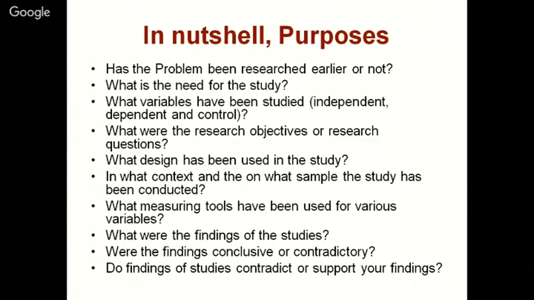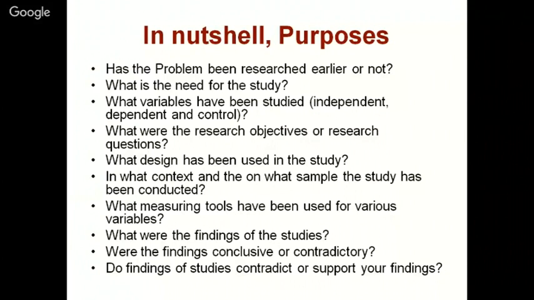What variables have been studied? Which independent variables have been included in previous researches? What have been the dependent variables? And what are some of the control variables that have been used in various types of researches? And when you do this kind of analysis, then it helps you in identifying, if you really want to see the effect of one variable on the other, what are the other variables which can actually affect the dependent variable? So there is a need to control that other variable.